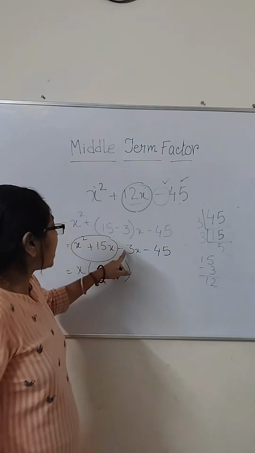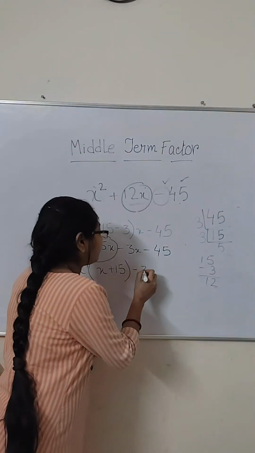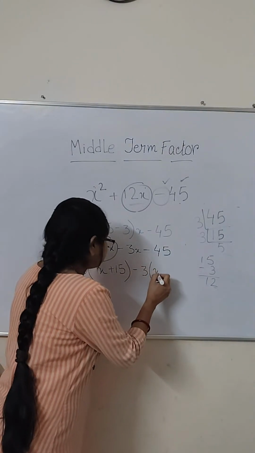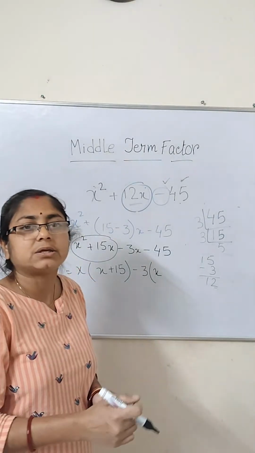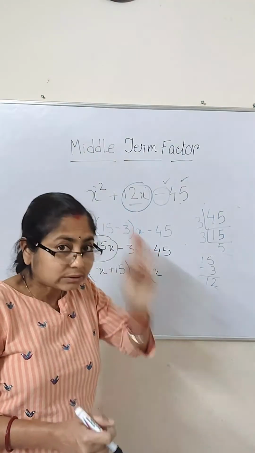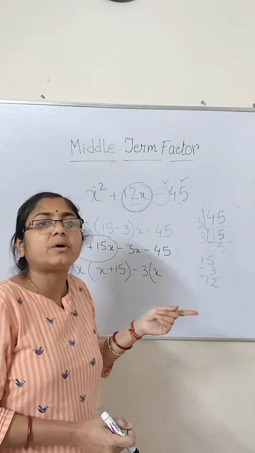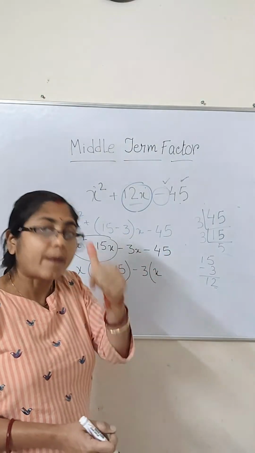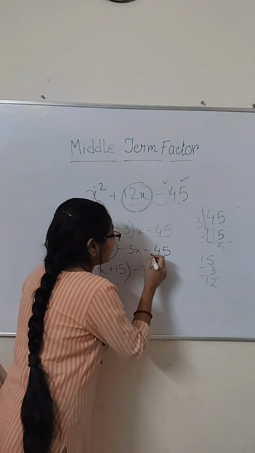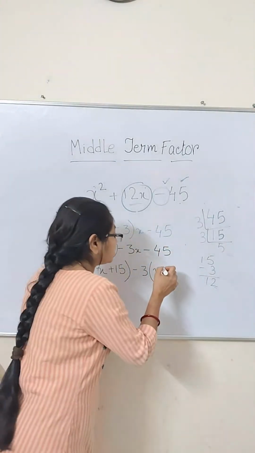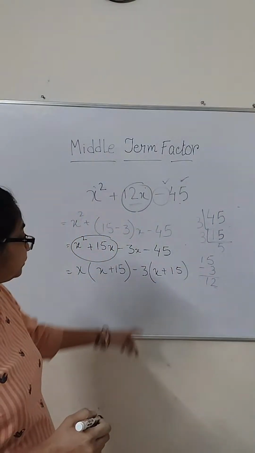Then listen. I take minus 3. When I take minus common, the sign inside must be changed. Please notice this line: when I take minus common, the inside sign must be changed. So I take minus 3. So x comes, and that is minus, it should be changed. It is plus, plus 15.